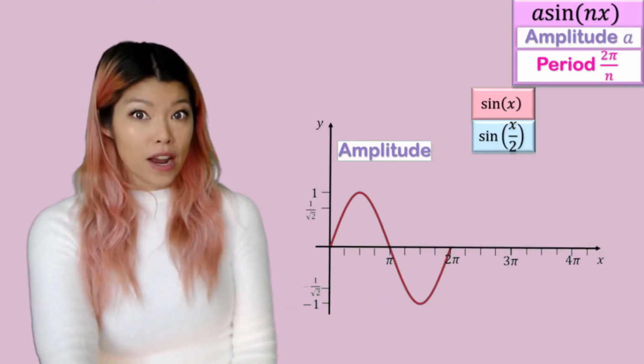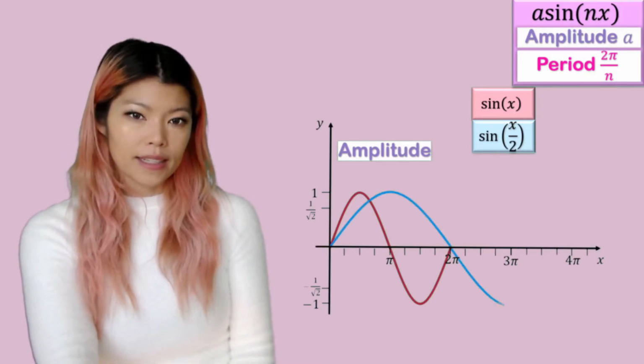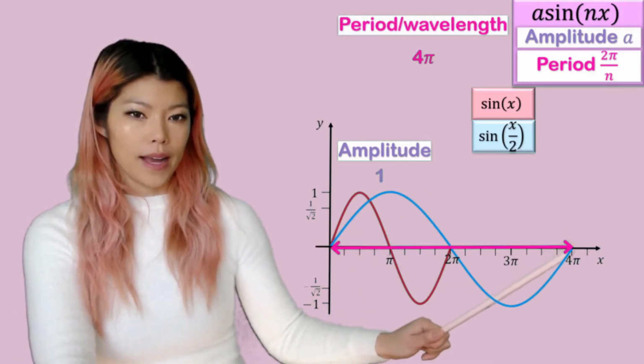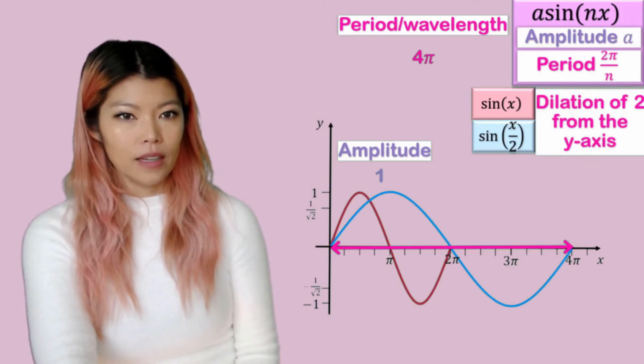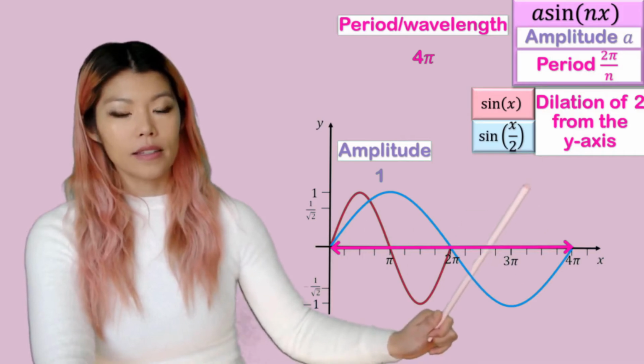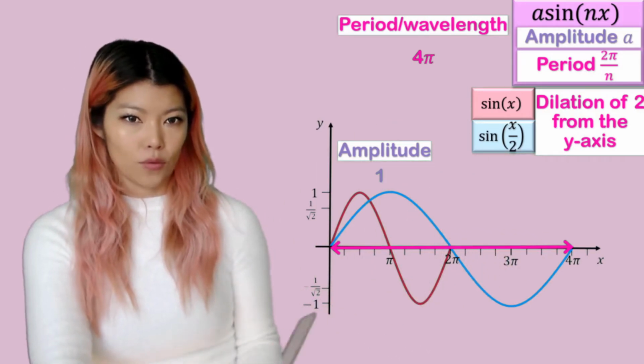What about if we have a fraction? So now 2 pi over a half is equal to 4 pi. So the amplitude is the same as 1, but now the period is 4 pi. So it has a dilation of 2 from the y-axis. So notice that from the y-axis, the dilation number is always 1 over the number in front of x. So 1 over a half is 2.